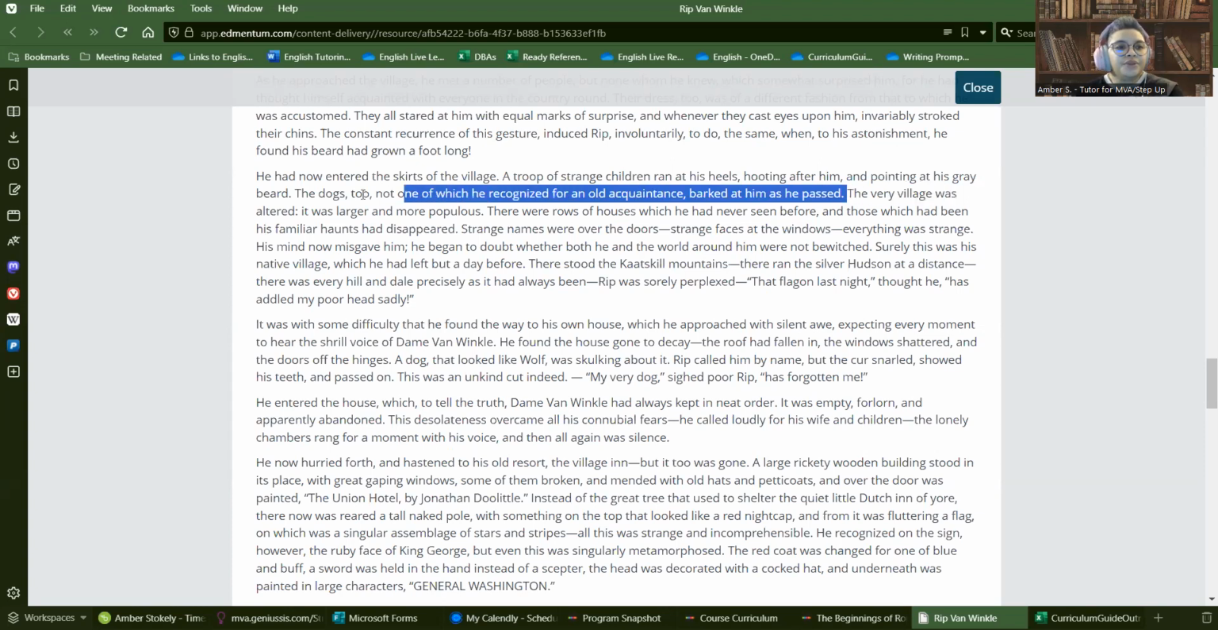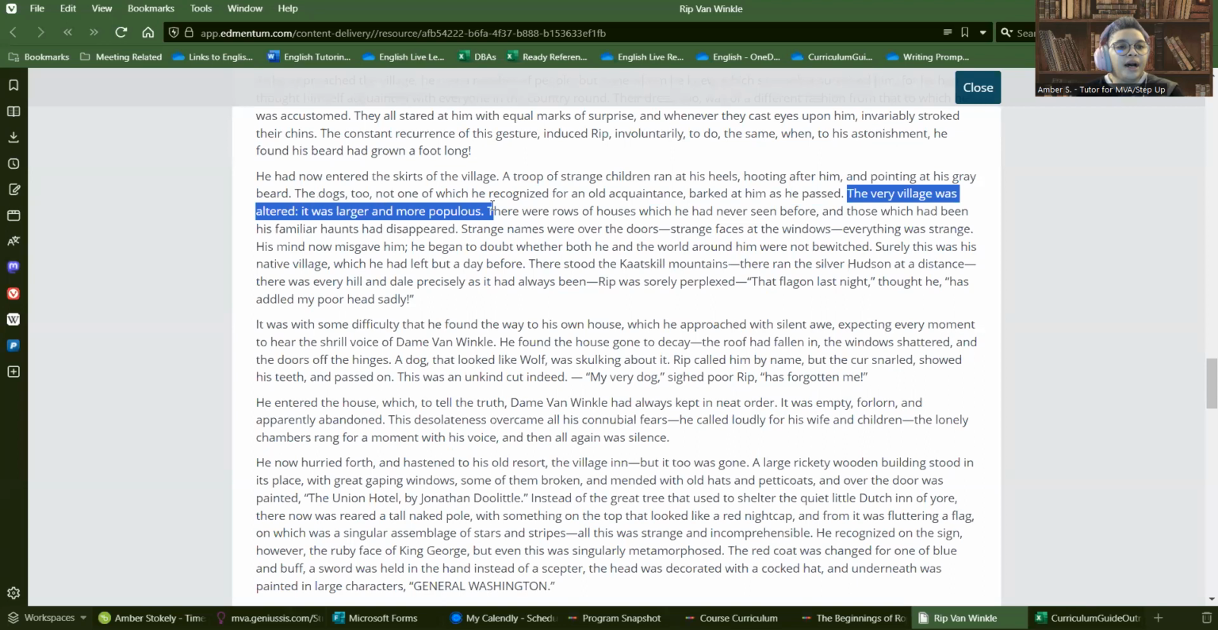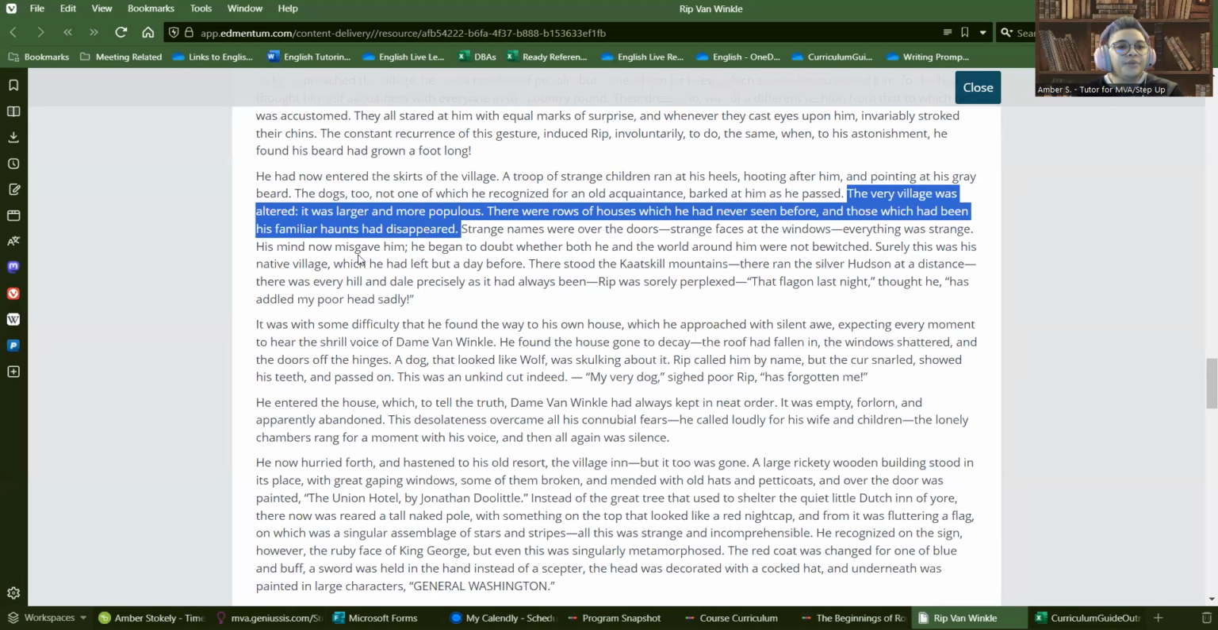The very village was altered. It was larger and more populous. So the city itself is bigger and there's more people in it. There were rows of houses which he had never seen before, and those which had been familiar haunts had disappeared. So, familiar haunts are places that you used to go all the time.